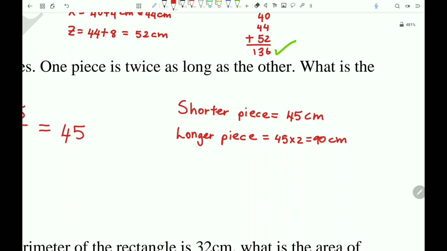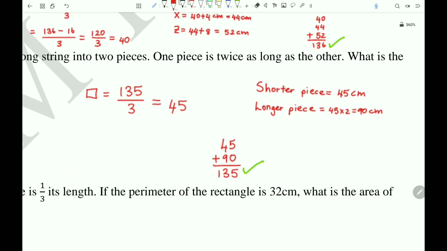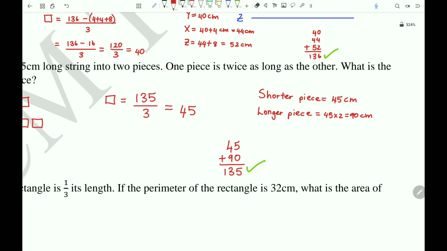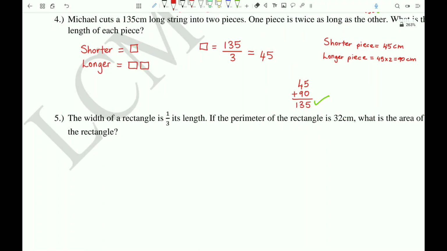And we can still check over. When we add 45 and 90, we should get 135. So we're adding 45 plus 90. We get 5 plus 0 is 5, and 4 plus 9 is 13. So we do get 135 centimeters, which is the length of the string before it was cut. And that tells us that our sum is correct. Okay, let's move on.